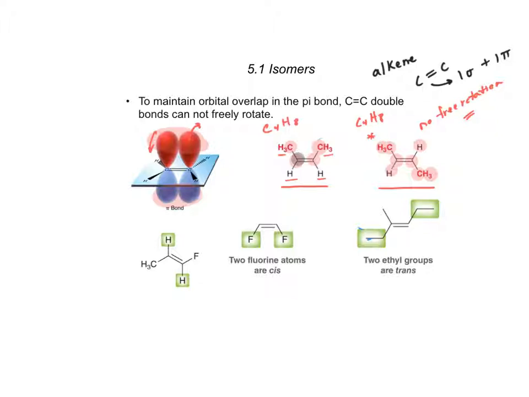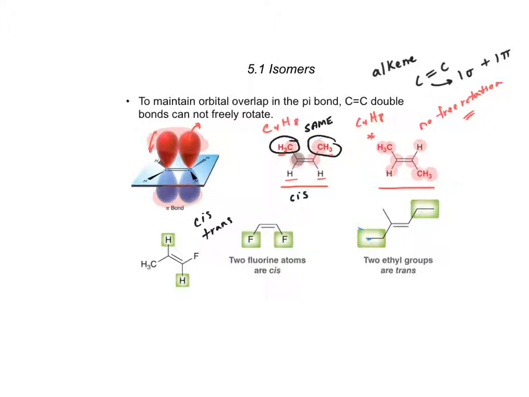Using the exact same convention, this cis-trans, if we look at this molecule right now and we compare where the two methyl groups are relative to the double bond, relative to each other, are they on the same side of the double bond or are they on opposite sides of the double bond? They're on the same side, right? So if they're same, what would we call this guy?